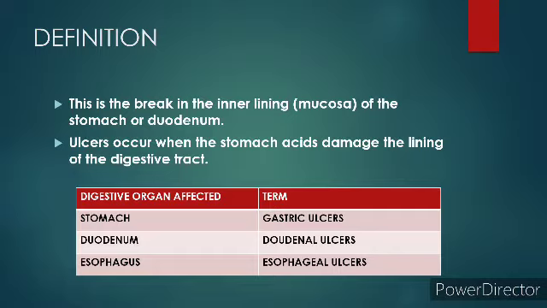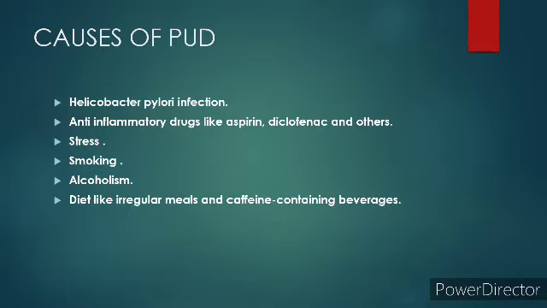According to the digestive organ which is affected, we can give them terms. If it is the stomach which is affected, they will be called gastric ulcers. If it is the duodenum, we shall call them duodenal ulcers. If it is the esophagus, we shall call them esophageal ulcers.